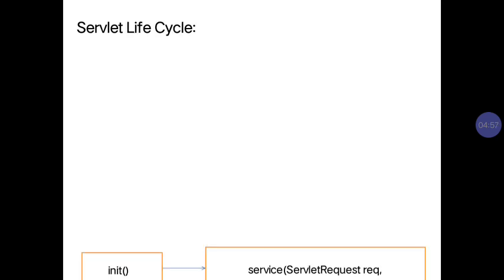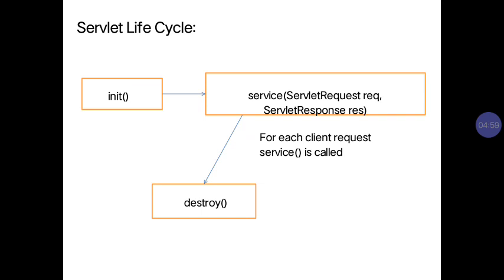Now we are going to see the life cycle of servlet. In this life cycle of servlet, there are three methods we have to use. The first method is the init method. The second method is the service method, having two parameters, servlet request and servlet response. And after the service method, there is the method destroy. For every client request, the service method is called every time. Now we are going to see these methods from this life cycle.